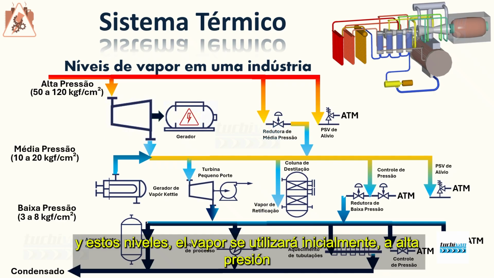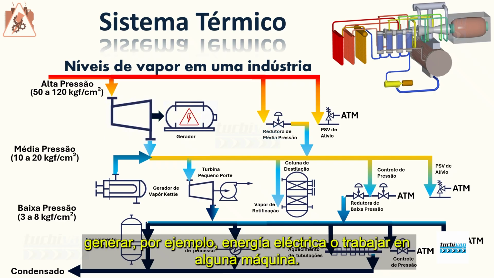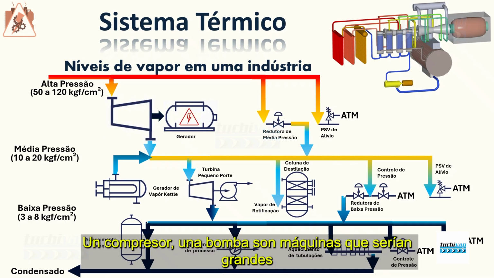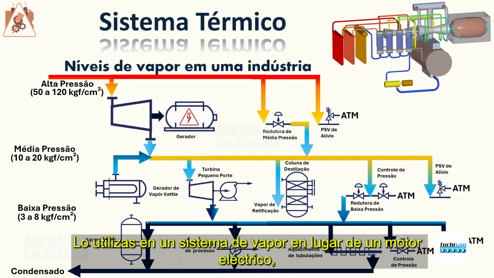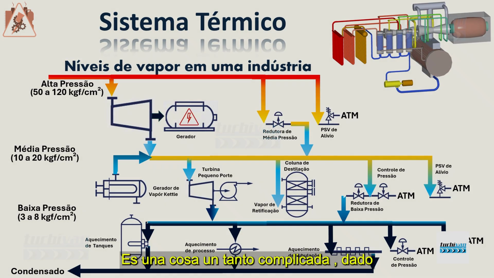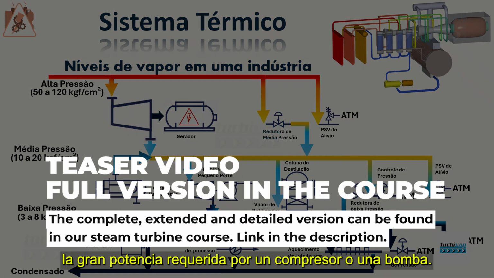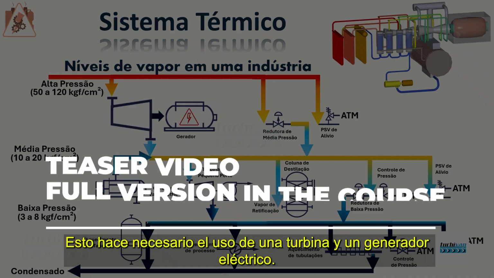At these levels, the steam will be used initially at high pressure to generate, for example, electrical energy or work on some machine. A compressor or a pump are large machines, and from an energy point of view it is worth using them on a steam system instead of an electric motor, for example, because the startup of this machine is somewhat complicated, given the great power required by a compressor or a pump. This makes it necessary to use a turbine and an electric generator.